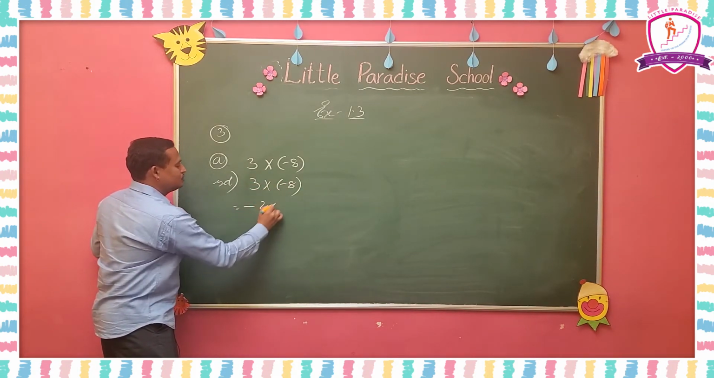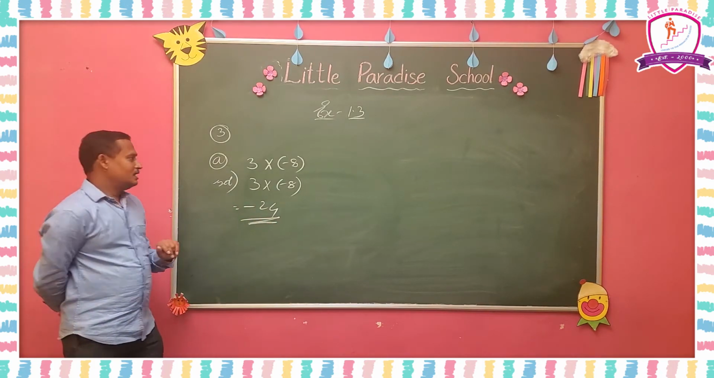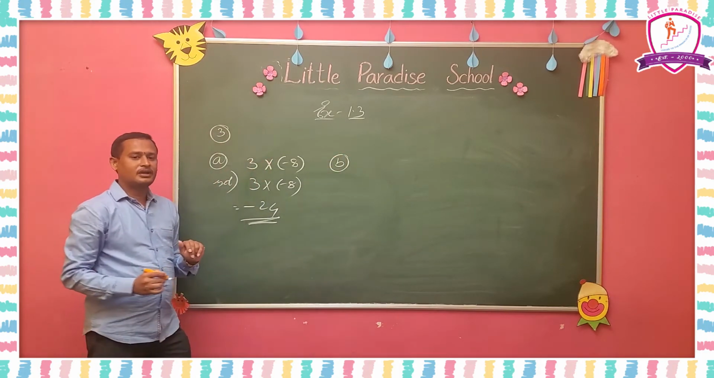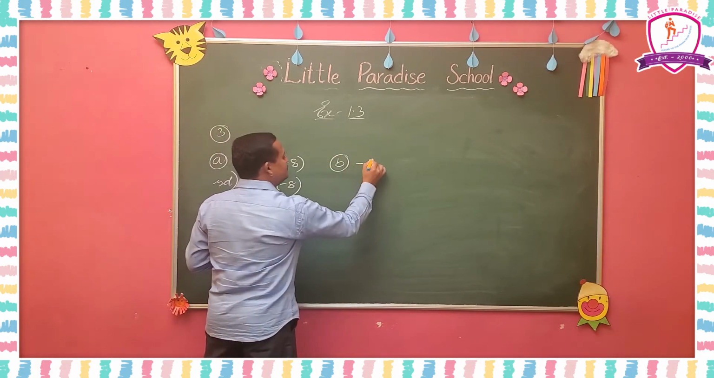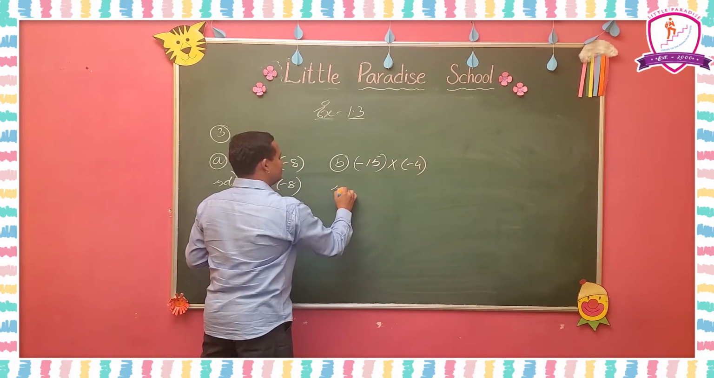minus, 3 eights are 24. We got minus 24 as answer. Next, I am going to explain B sum here. In B sum, minus 15 into minus 4 are given here in the question.